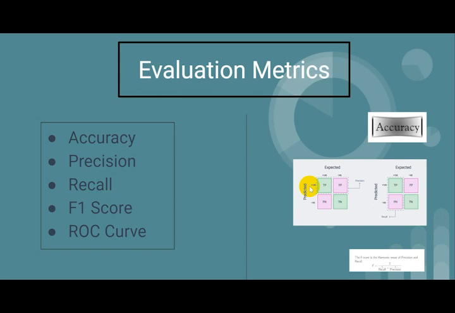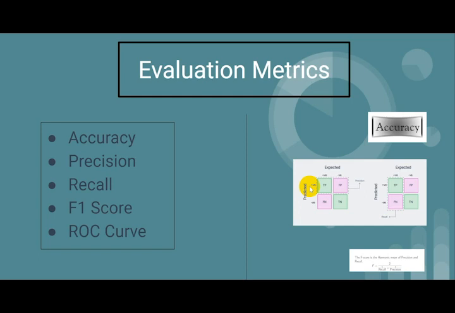Accuracy, a metric that measures the overall correctness of a model's predictions, calculated as the ratio of correctly predicted instances to total instances. It is commonly used to evaluate binary classification models.